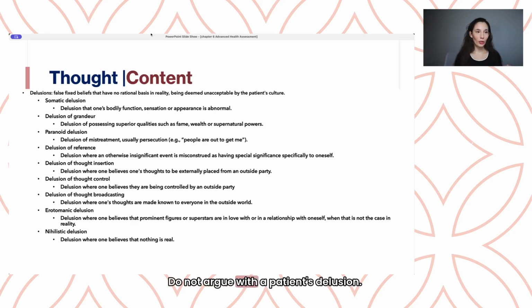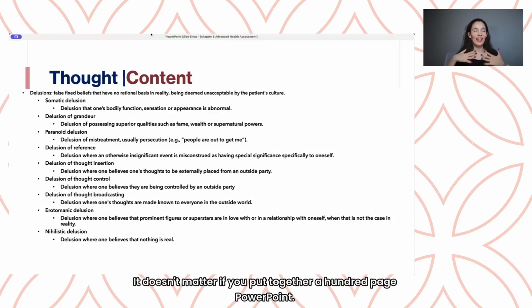Do not argue with a patient's delusion. Don't do it. It doesn't matter what you say. It doesn't matter if you bring all the receipts. It doesn't matter if you put together a 100-page PowerPoint.